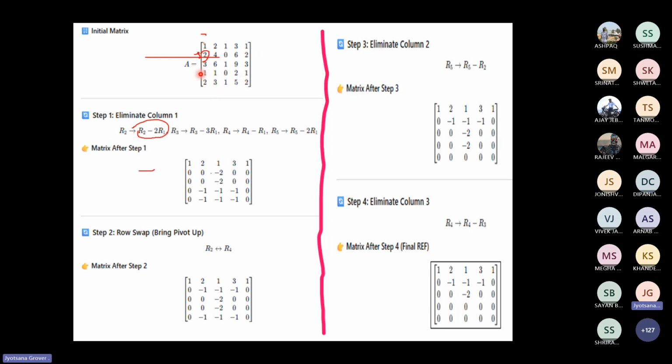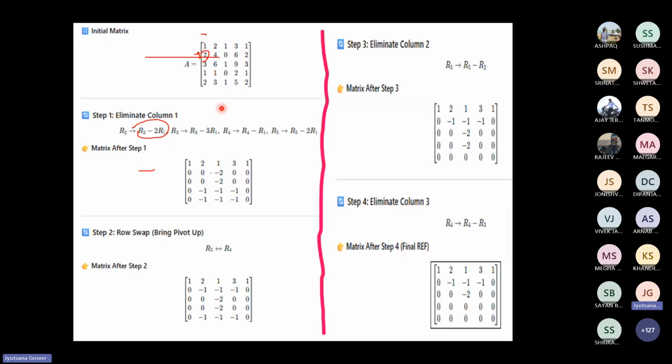Now, what operation will you apply here so that this entry turns out to be 0? R4 minus R1. So 1 minus 1 is 0. 1 minus 2 is minus 1. 0 minus 1 is minus 1. 2 minus 3 is minus 1. 1 minus 1 is 0.